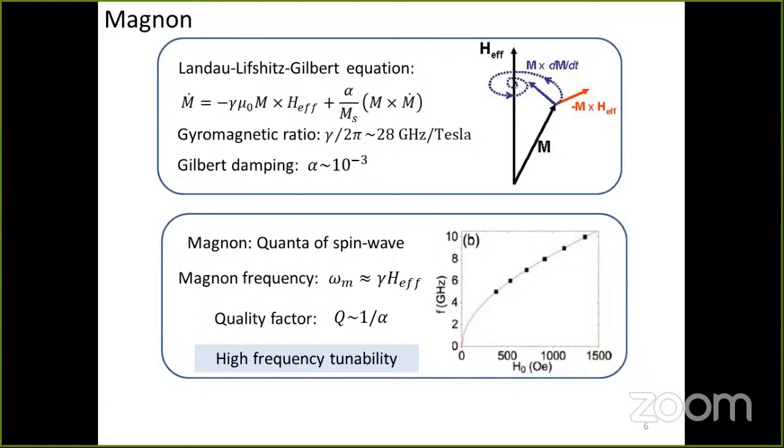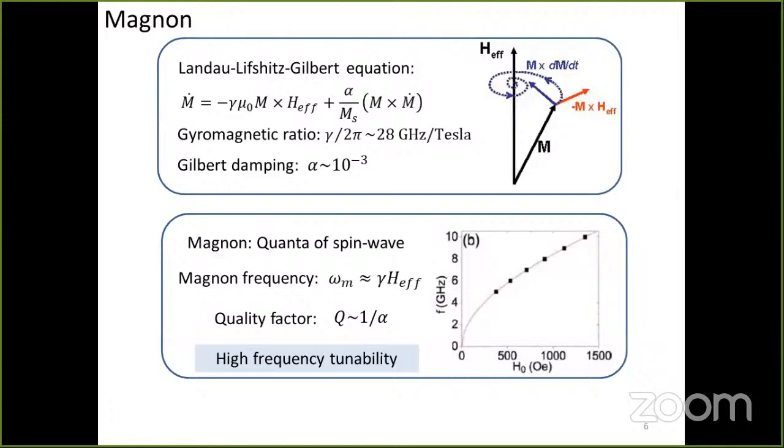And the quality factor is given like this, where this is the Landau-Lifshitz-Gilbert equation, where M is the magnetization. When you place this sample in a magnetic field, the magnetization precesses about the effective magnetic field. This is the torque term, and this is the damping term that is added phenomenologically over here. So this is the magnon.